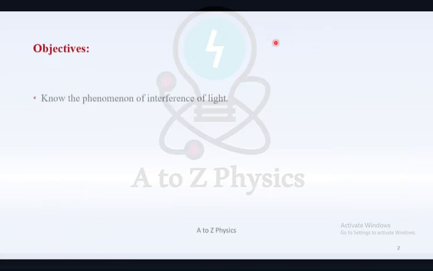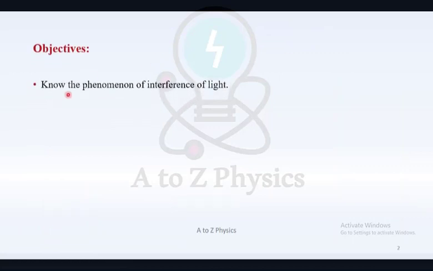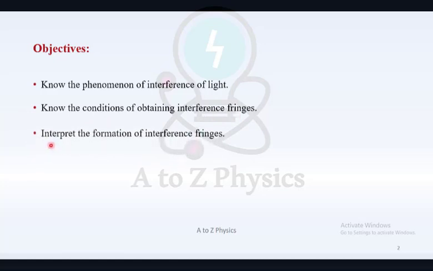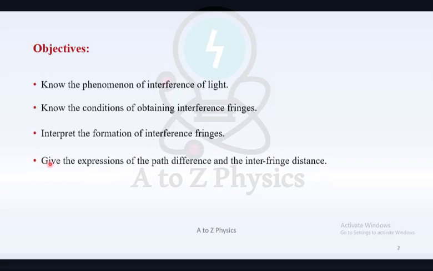At the end of this lesson, the student will be able to know the phenomenon of interference of light, know the conditions of obtaining interference fringes, interpret the formation of interference fringes, and give the expressions of the path difference and the interfringe distance.